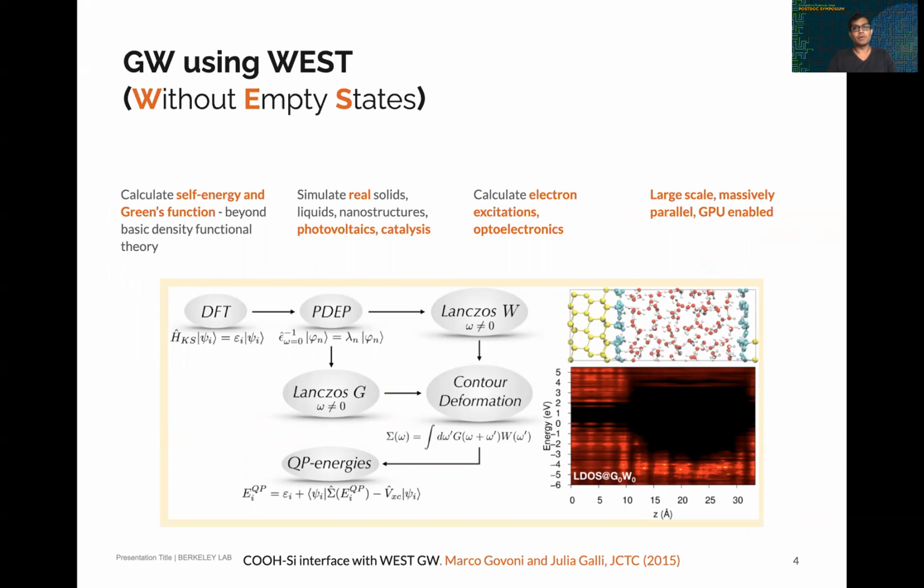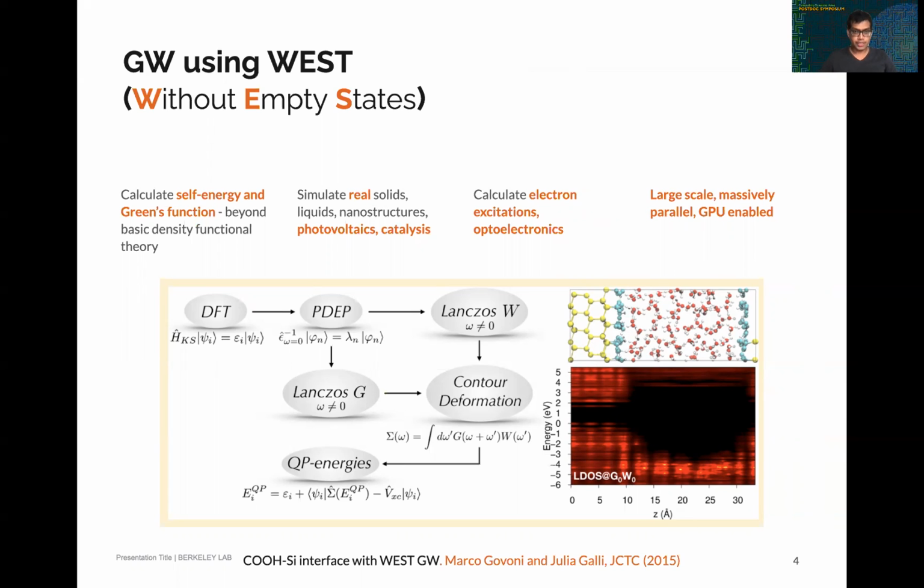So WEST stands for without empty states. And this is important because one of the major challenges of using GW is to account for the many empty states that you have to sum over. It makes your calculations more and more complicated as your number of empty states increase. Well, WEST has a method of giving you the same results without considering any empty states whatsoever, only the valence states. And it can calculate self-energy and Green's function, the two most important quantities in any material simulation calculations. And it does so at a scope that's far beyond basic density functional theory.